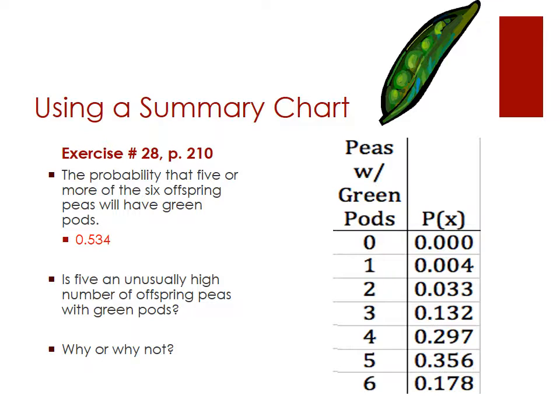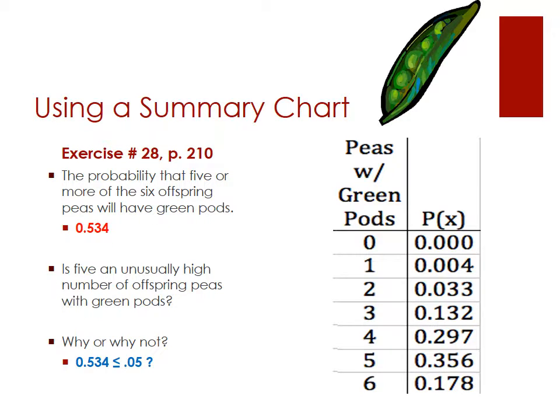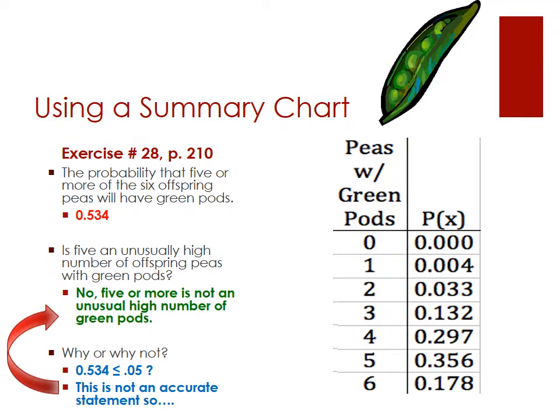Now, applying your rare event rule, determine whether or not this is an unusually high number of offspring peas with green pods. So pause the video again, set up that rare event rule, get your answer, and then turn the video back on and let's check it together. Okay, so you have the mathematical formula: is 0.534 less than or equal to 0.05? Is this a true mathematical statement? No, this is not an accurate statement, so no, 5 or more is not an unusually high number of green pea pods for this problem.